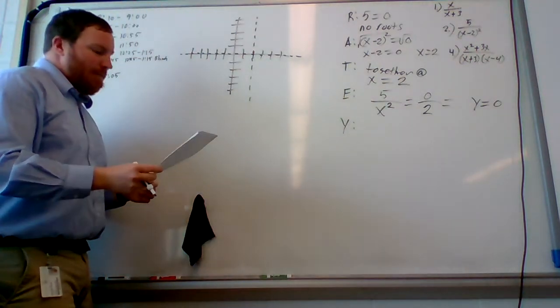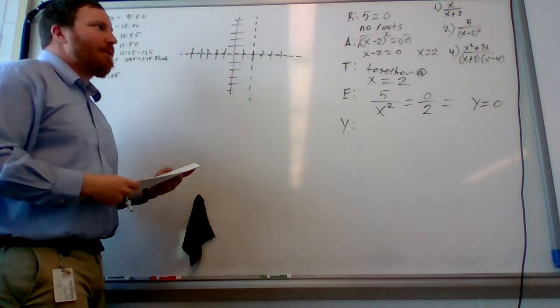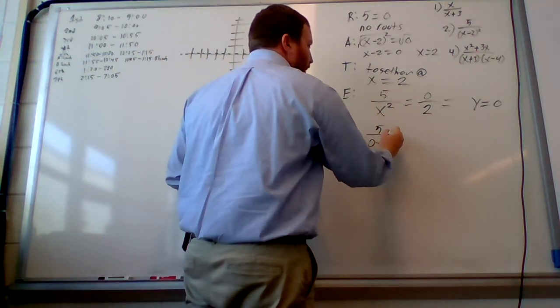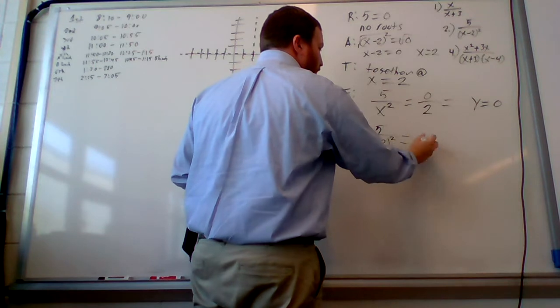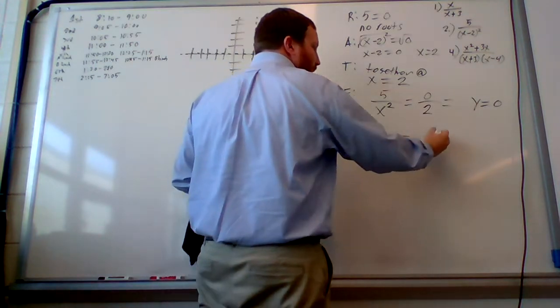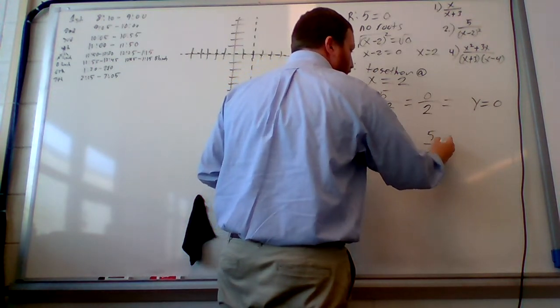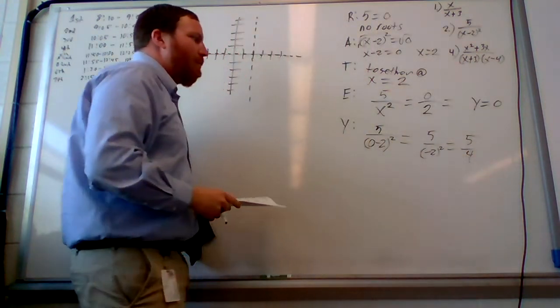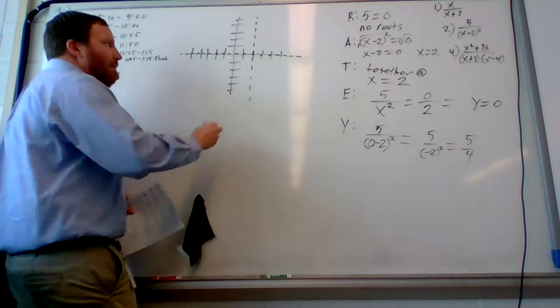And then our y, again, is our y-intercept. Plug in 0 for our x values. So we got 5 over 0 minus 2 squared. Well, 0 minus 2 gets us a negative 2. Negative 2 squared is 4, so we have a y-intercept at 5/4.